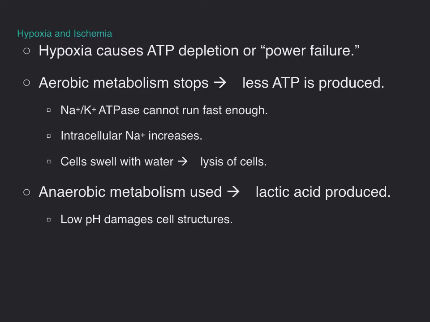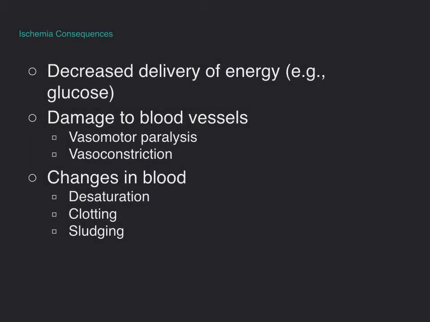So remember, hypoxia results with decreased oxygen with plenty of blood flow. But ischemia, we have decreased or interrupted blood flow, which means there's no oxygen or glucose going to the cells. The consequences of ischemia is that there's decreased delivery of energy or glucose to the cells.